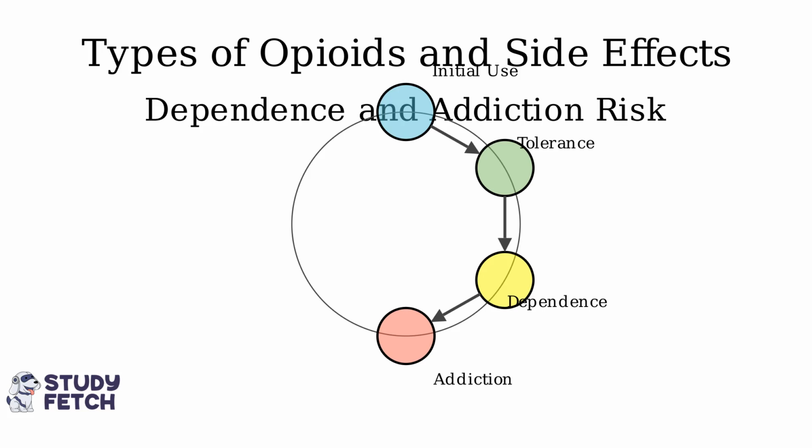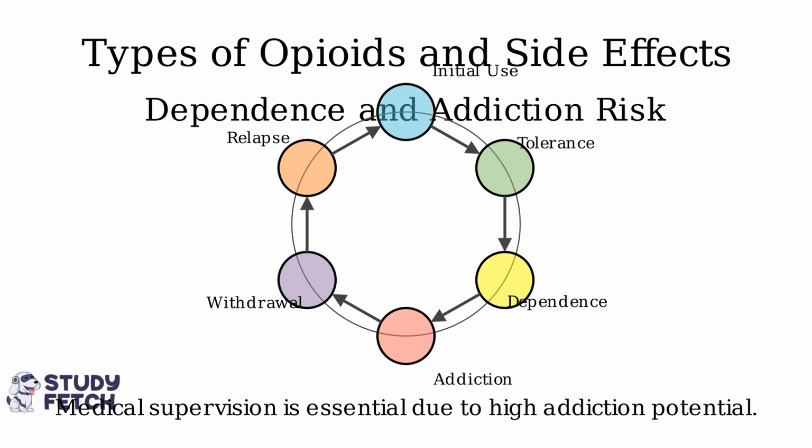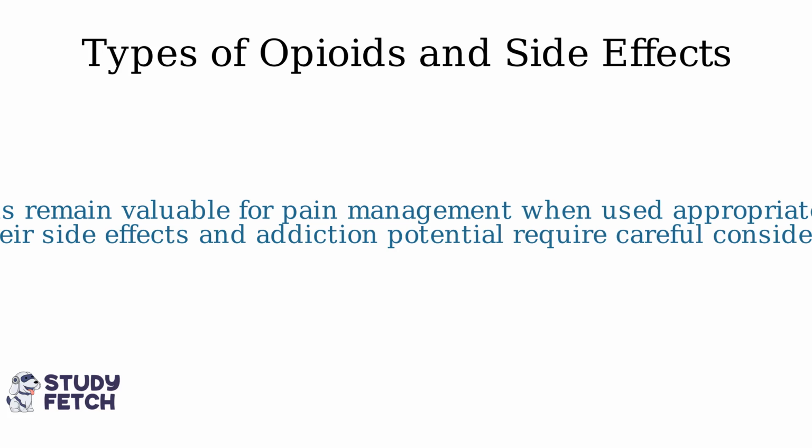Addiction may follow, characterized by compulsive drug seeking despite negative consequences. Attempts to stop can trigger withdrawal symptoms, which are extremely uncomfortable. These withdrawal symptoms often drive relapse, continuing the cycle. Due to this high potential for dependence and addiction, medical supervision is essential when using opioid medications. In conclusion, while opioids remain valuable tools for pain management when used appropriately, their wide-ranging side effects and addiction potential require careful consideration and medical supervision.